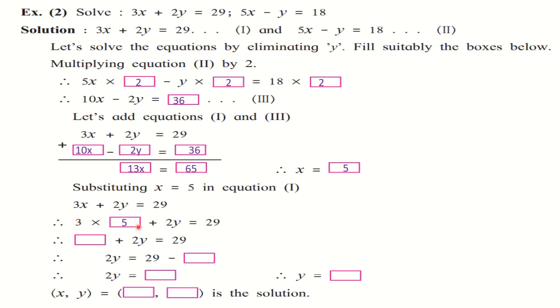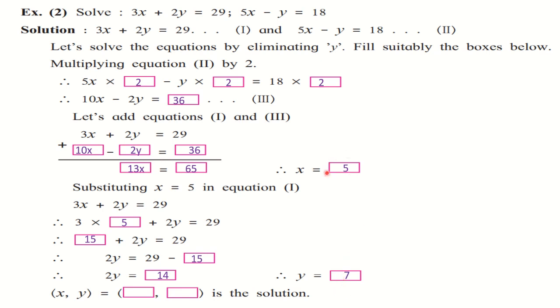So 3 into 5, the answer will be 15. So 15 plus 2y is equal to 29. Then this 15 is going to shift towards the right hand side. You can see the box is given empty on the right hand side, so you write the same number 15 here. 2y as it is on LHS, and 29 minus 15, the answer is 14. 2y is equal to 14, and from that you get the value of y. So y is equal to 14 divided by 2, that is 7.